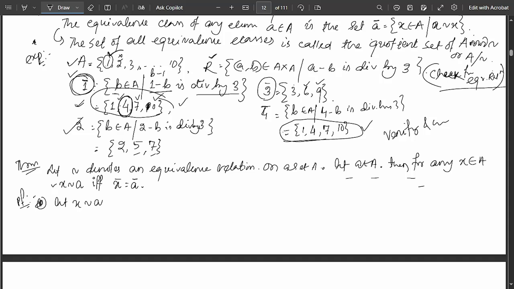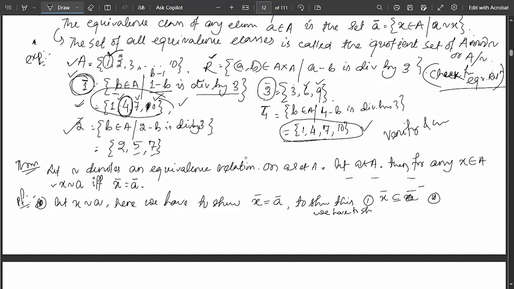Okay, so congruent, I am saying congruent, but it is an equivalence relation. X is equivalent to A. Okay, x forming an equivalence relation with A. Here we have to show, first, that the equivalence class of x is a subset of the equivalence class of A, and then in the second we have to show that the equivalence class of A is a subset of the equivalence class of x.